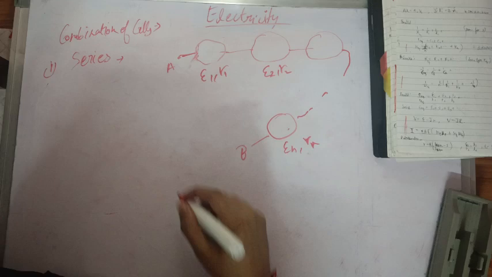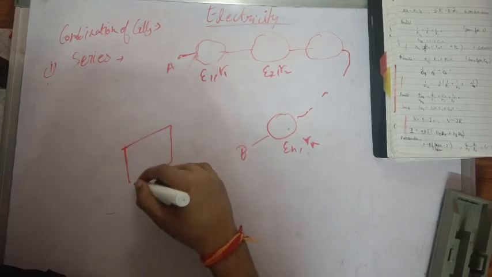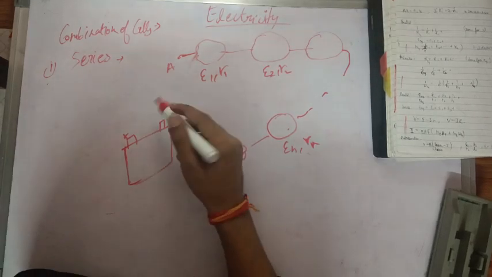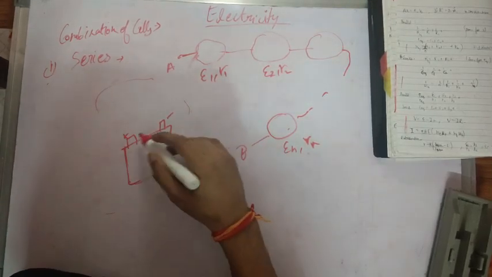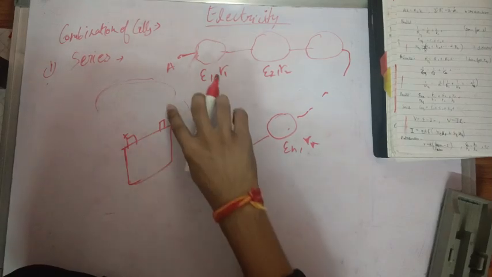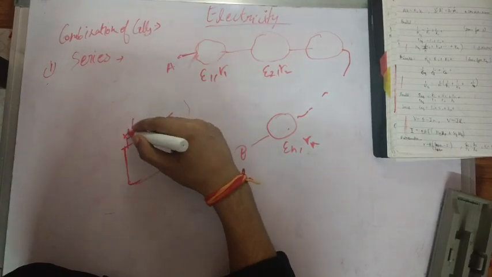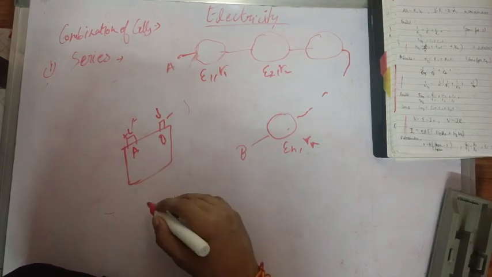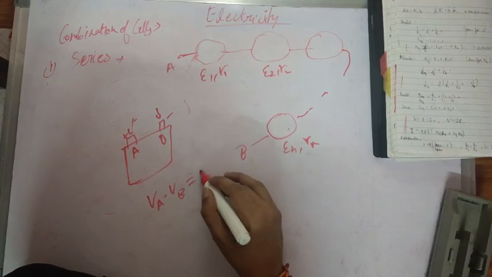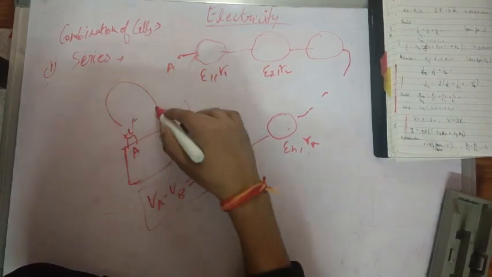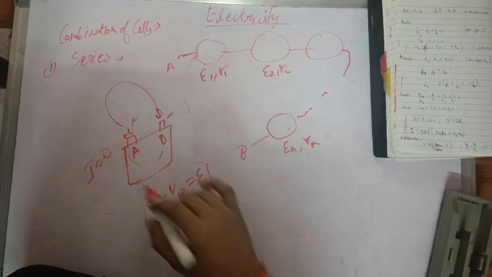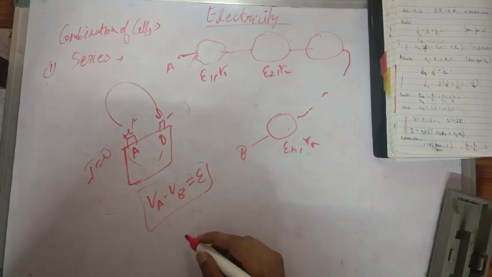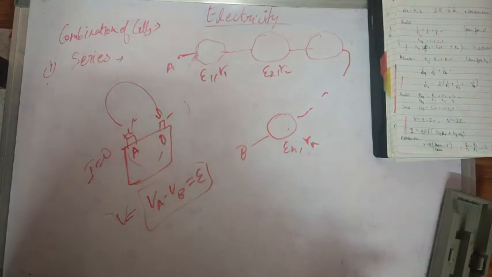Here EMF, what does EMF mean? EMF means when there is some battery, let's say this is the positive terminal and this is the negative terminal, then when there is no current flowing from this battery, the potential difference across these two ends, let's say this is the A end and this is the B end, then VA minus VB is equal to the EMF. When there is no current flowing through this, means when I is equal to 0, the potential difference across this cell is equal to E, means V is equal to E when there is no current flowing.